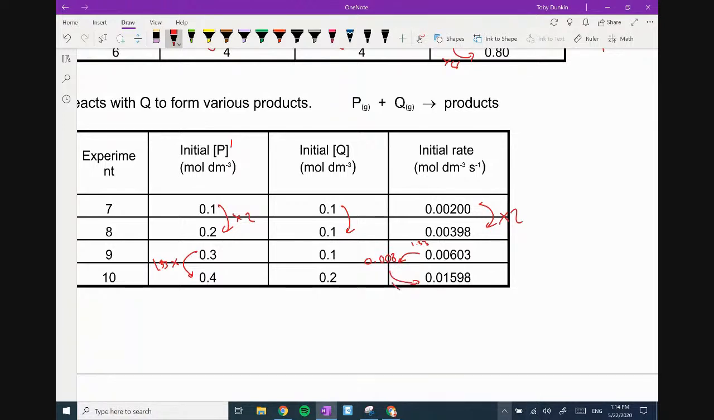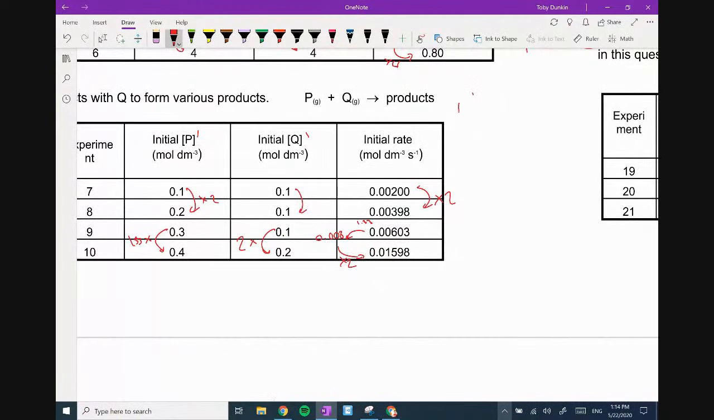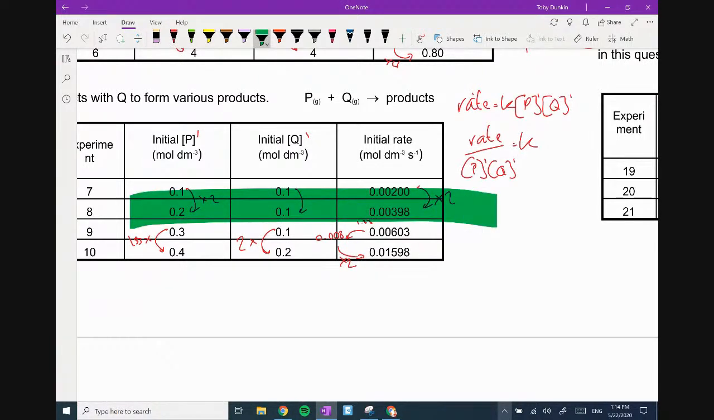So that there is a times by 2. Much more realistic numbers. What did I do there? Times by 2. Q's first order as well. Right. Rate equals K, P first order, Q first order. I like it. Reorganize. Rate over P, Q first equals K. Choose a string. Number 2. I'm going to go 0.00398 divided by P of 0.2 to the power of 1 times by 0.1 to the power of 1.